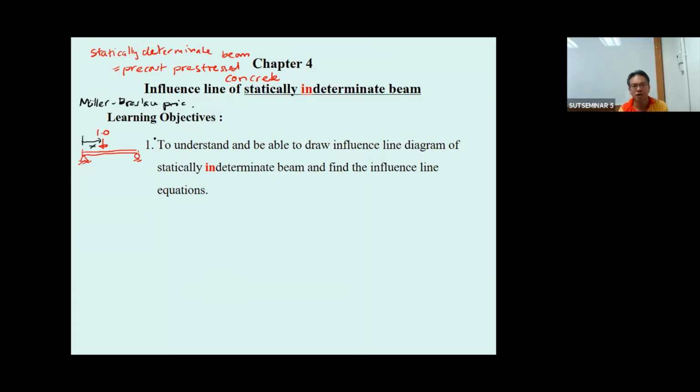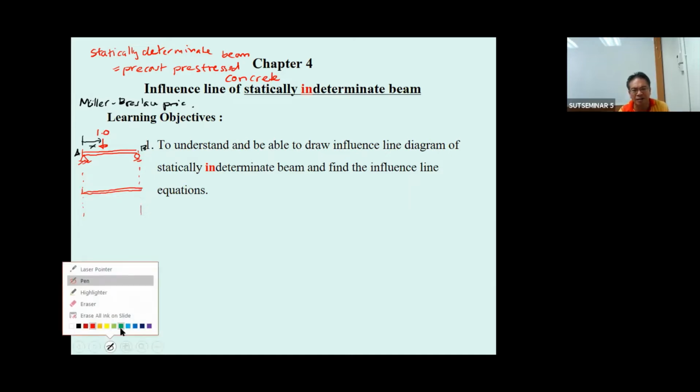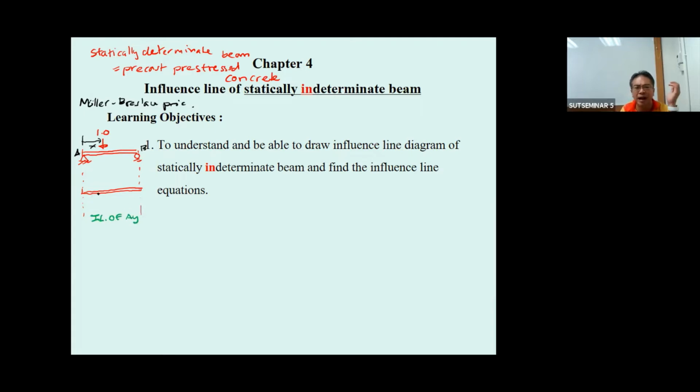First, for example, let's say this is the point A and this is the point B. If you want to draw the influence line of point A, you just draw the beam and then you release the resistance of A sub y. So this is going to be the influence line of A sub y. You take the A sub y out.